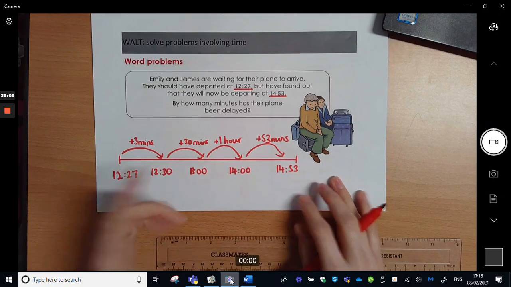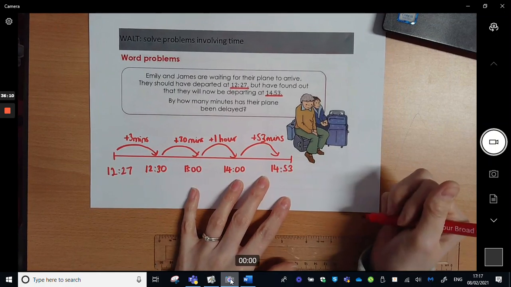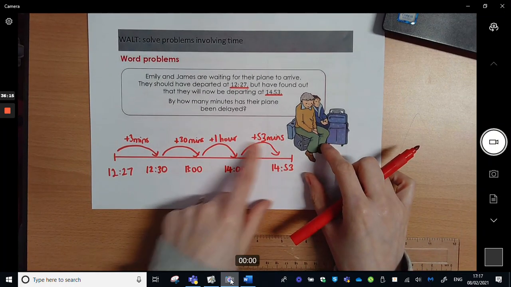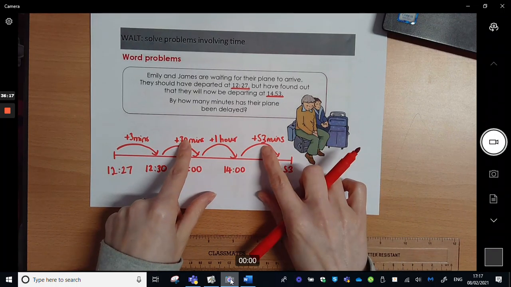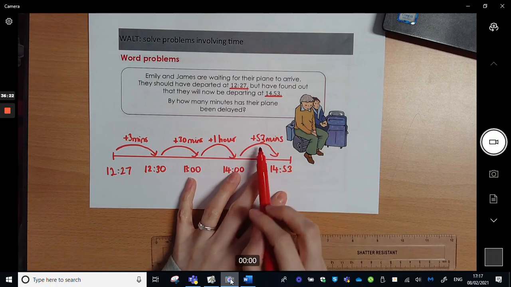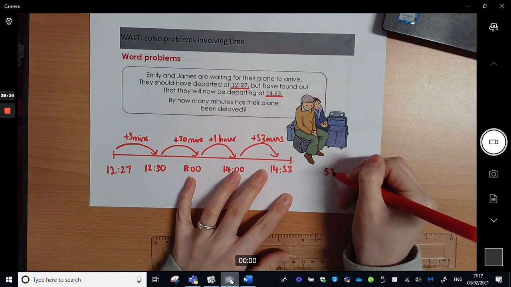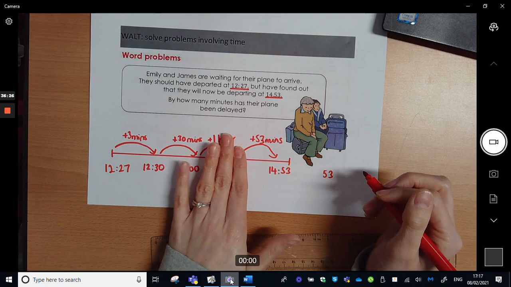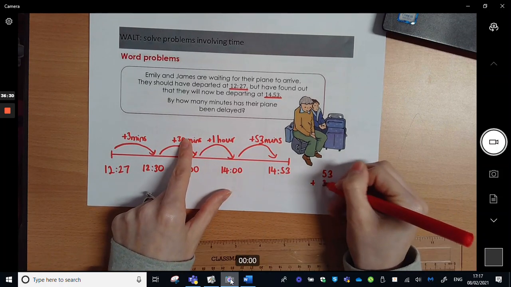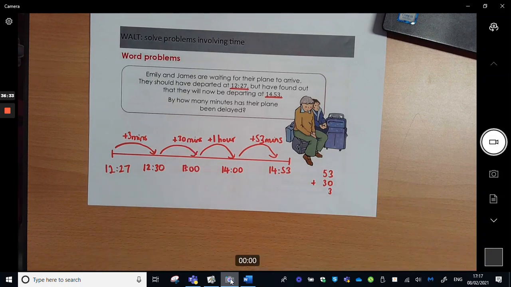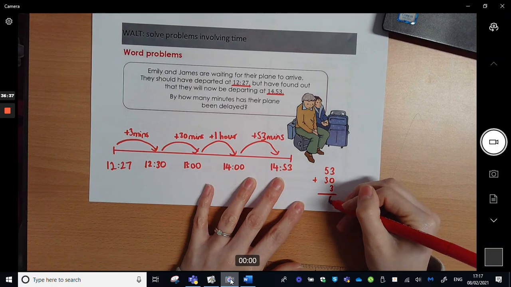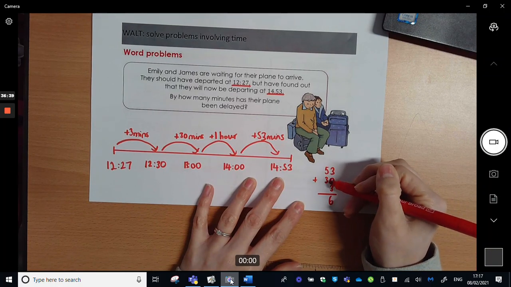So now I can start to add on my time. It's going to be a bit tricky because I've got 53 and 30, which already is going to equal more than 60. So I'm going to probably have to do some converting as well. So I'm going to do 53 minutes. I'm going to leave the hour for now because I can add that on later. 53 plus 30 plus 3. Okay. So 3 add 3 is 6. And 5 add 3 is 8.